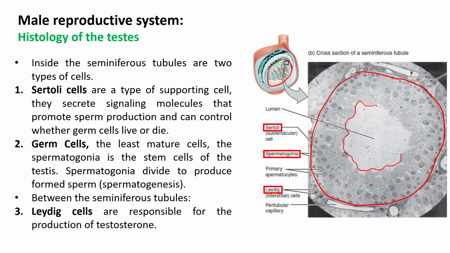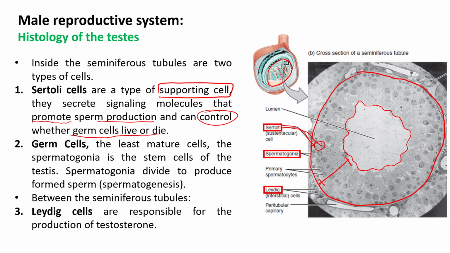In other words, it is the hole through which the sperm is going to flow, and this will be the wall of the seminiferous tubules. Notice here that we have the cells called Sertoli cells. Sertoli cells are cells that support. So they're supporting cells. They promote sperm production and also control if the germ cell will live or die.